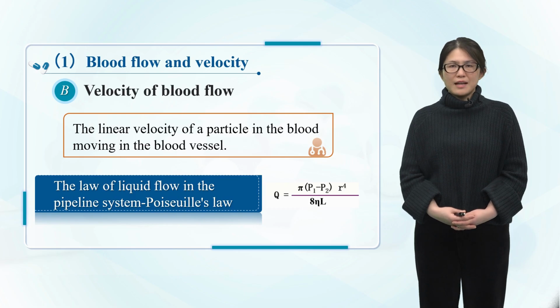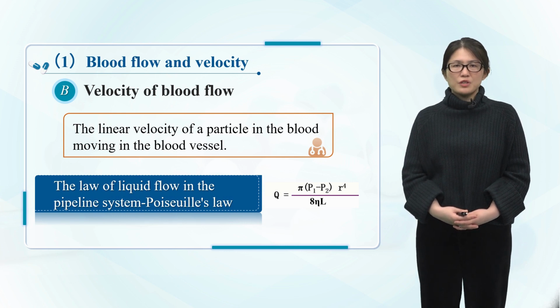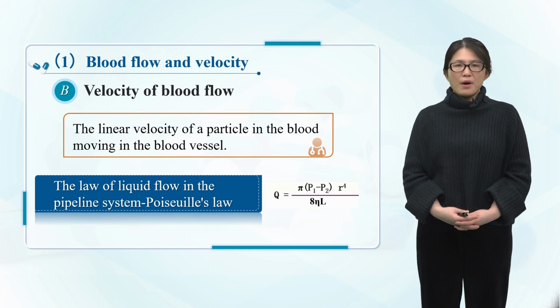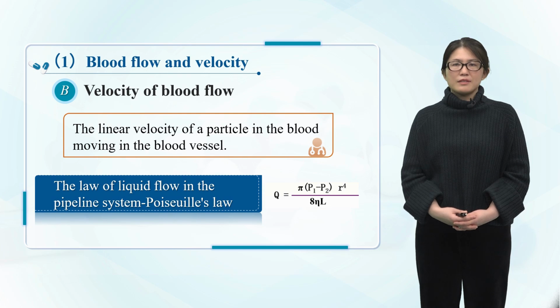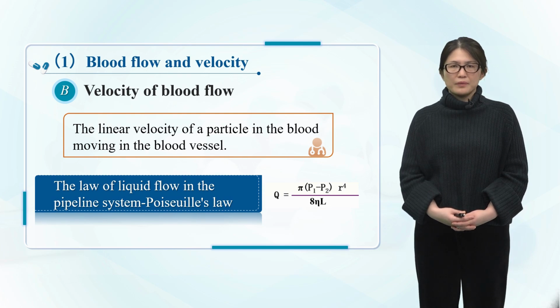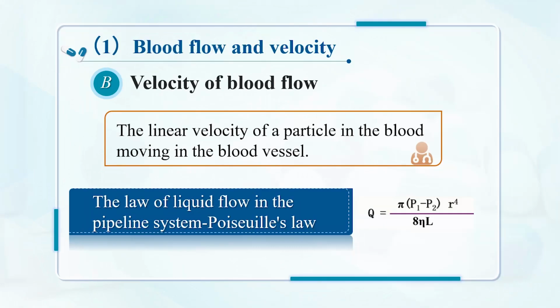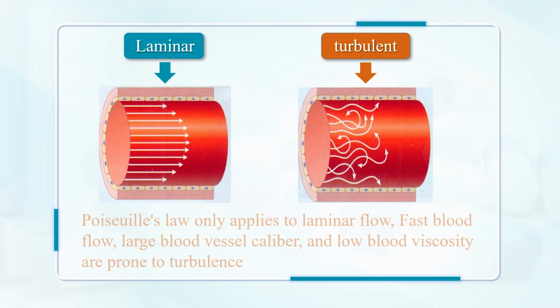Poiseuille's law studies the law of liquid flow in a pipeline system to calculate the liquid flow. Poiseuille's law applies to the stable flow of viscous liquids in rigid pipes. The blood flow is mainly related to the diameter of blood vessels. Laminar flow and turbulence are two ways of blood flowing in blood vessels.